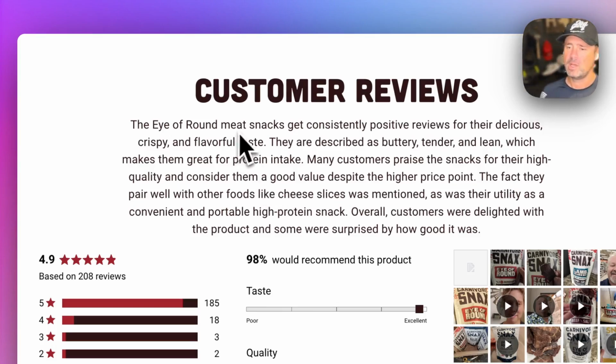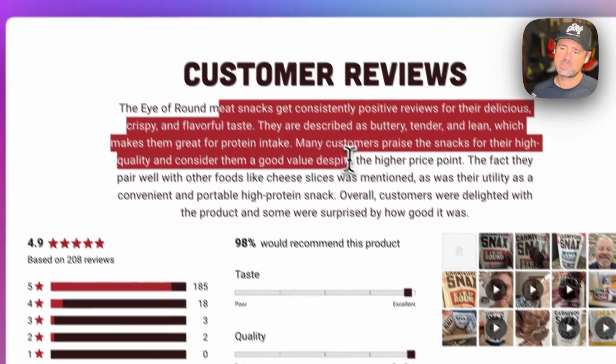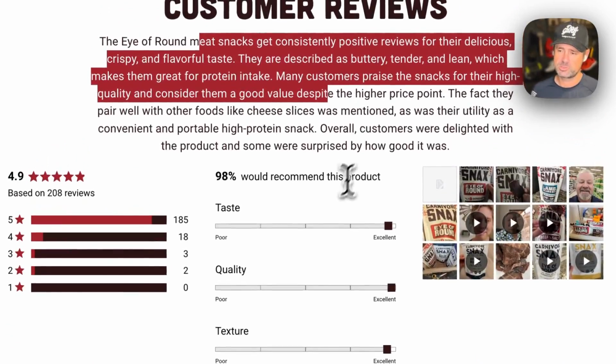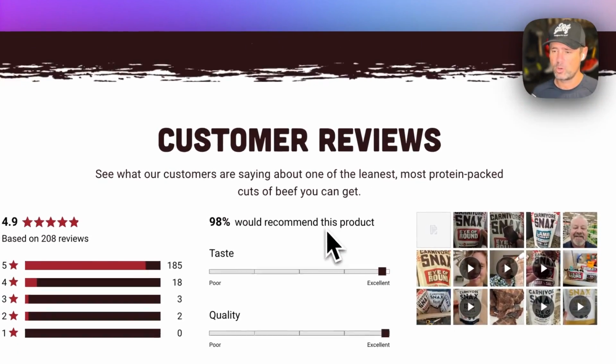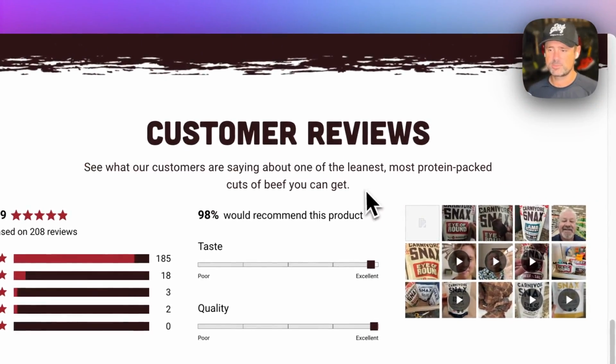What we have here is a ChatGPT generated summary of product reviews. On this site, they're using Okendo as the reviews app, and let me walk you through the workflow. Here's what it looked like before. So it's just a basic "See what our customers are saying."